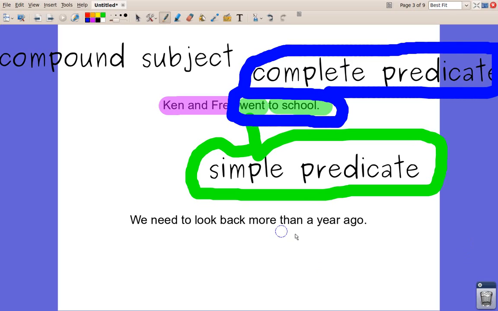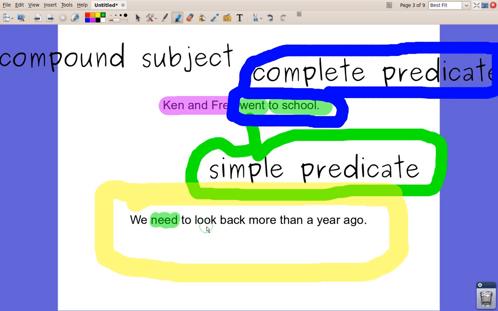So we're going to go through some more examples here. Let me get my highlighter again. We need to look back more than a year ago. This is from a newspaper, from today's newspaper, in fact. So let's follow the same strategy and begin by looking for the verb. Tell me if you said need, you're correct. That's the root verb here.